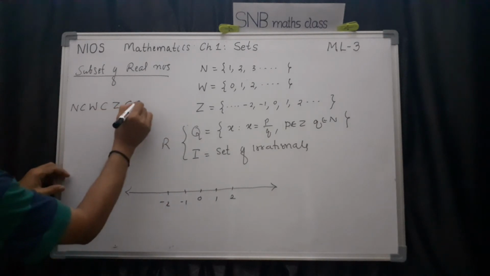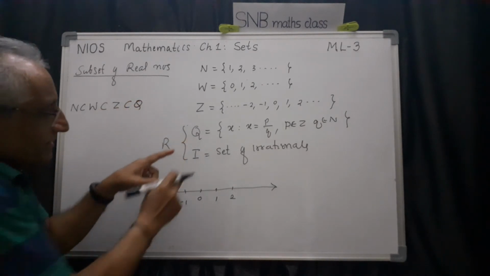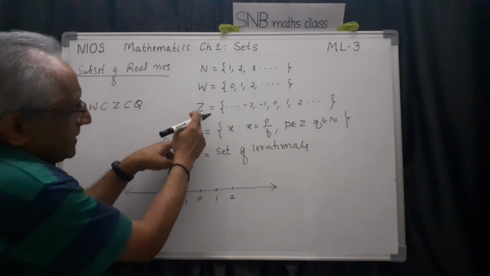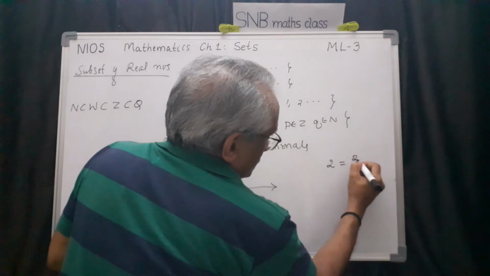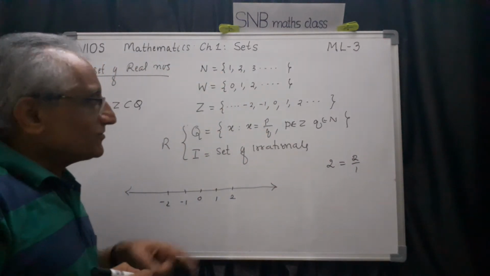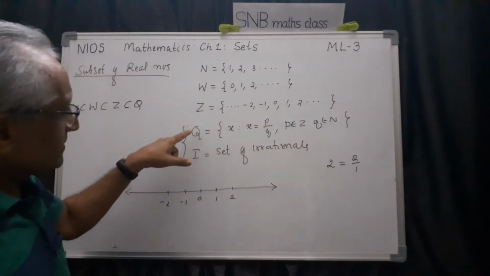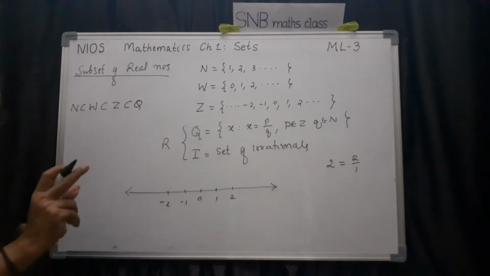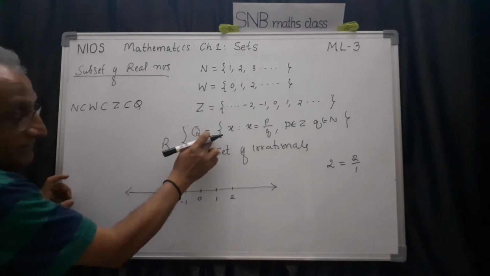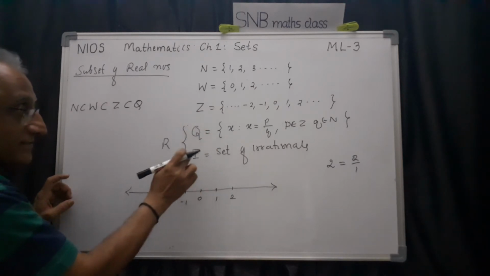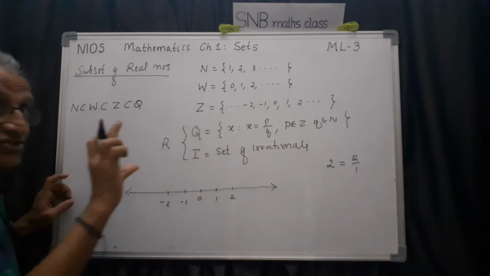And this is a subset of Q. Note here, this Q contains all the elements of Z also. For example, if you say 2, 2 is nothing but 2 by 1. So all the integers are also here only. But you have to be careful. This is not a subset of this one, or this is not a subset of this. These two are disjoint.